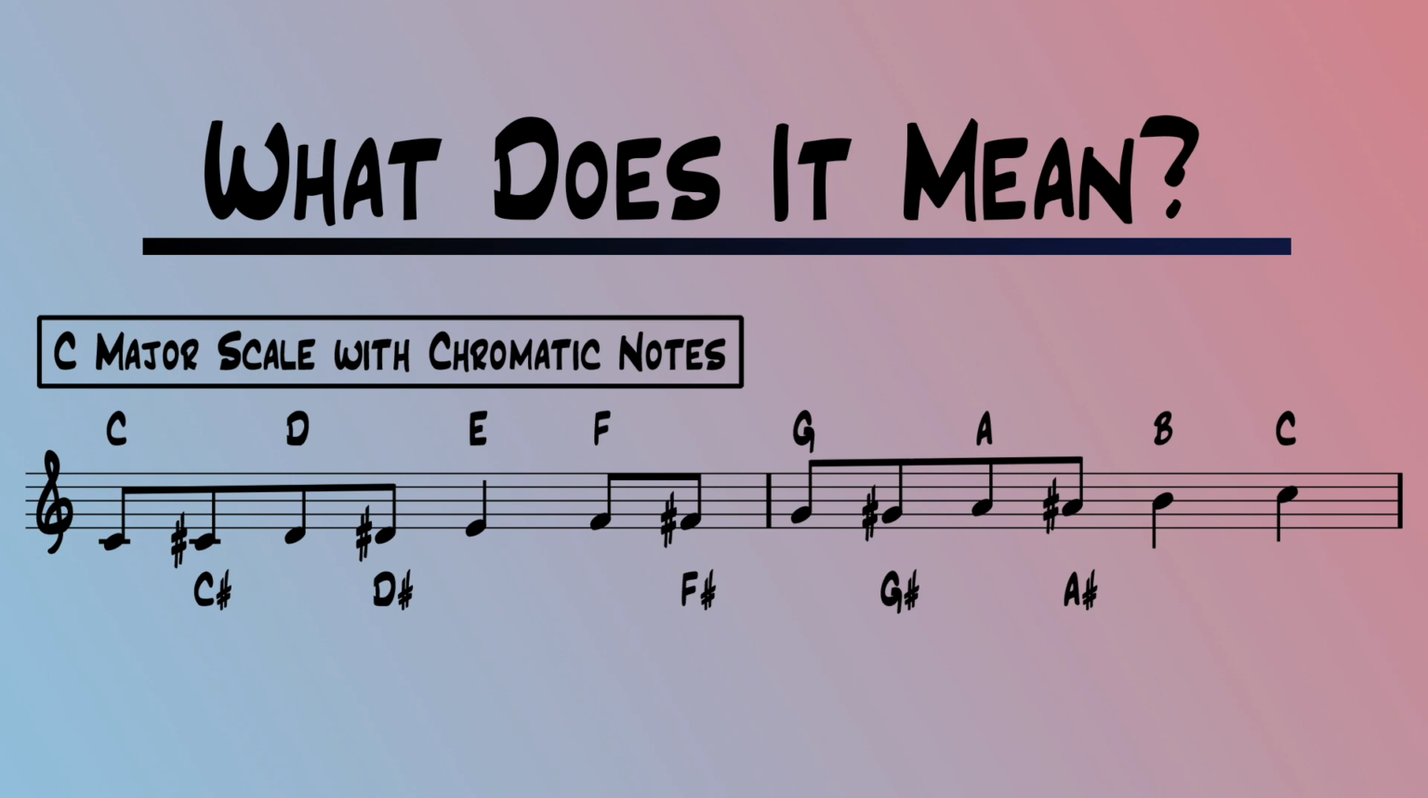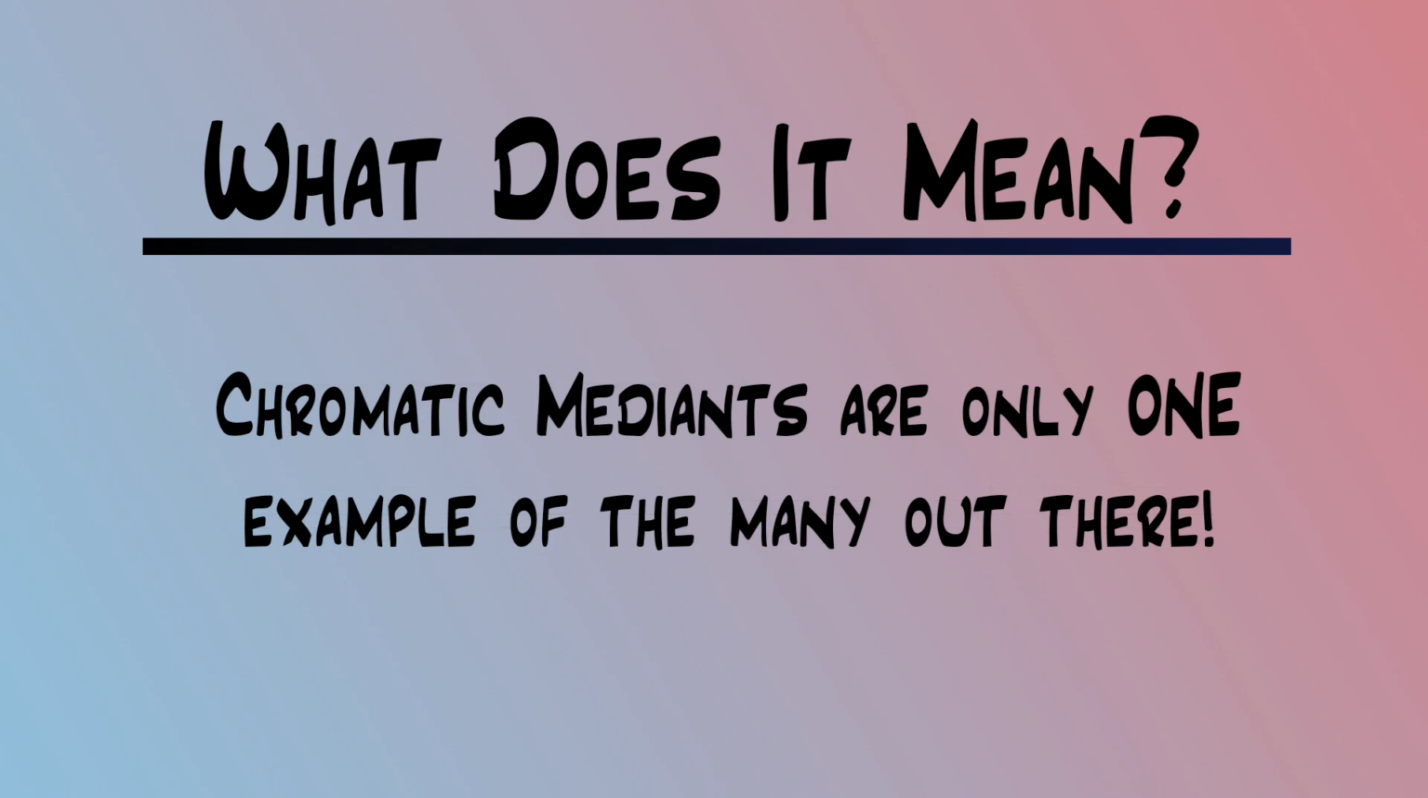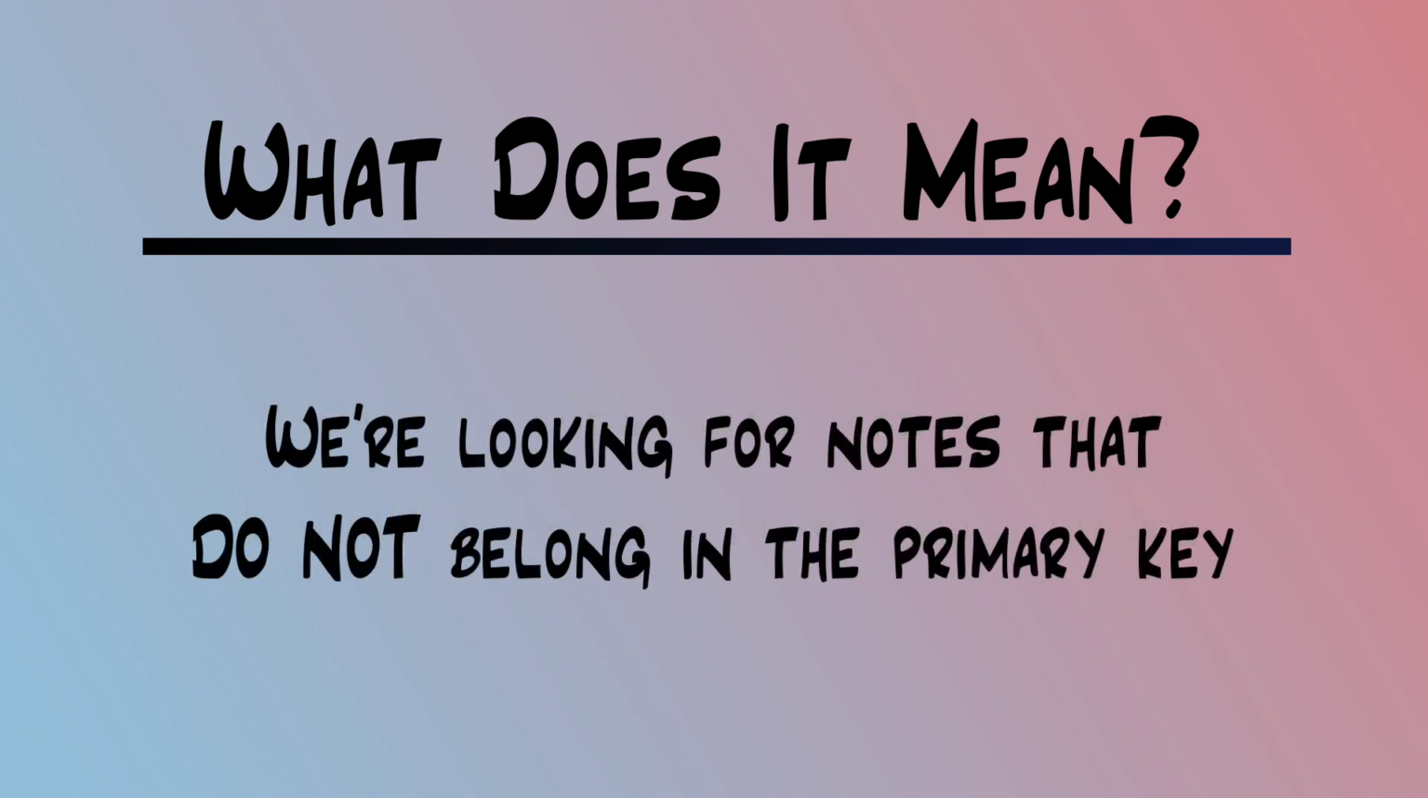And how we implement these chromatic notes is a huge topic in music because there's so many things that we can do with them. So bear in mind that the topic at hand is only one of the many things you can do with chromaticism. But all you need to know for the sake of this video is that we're looking for notes that do not belong in the primary key.